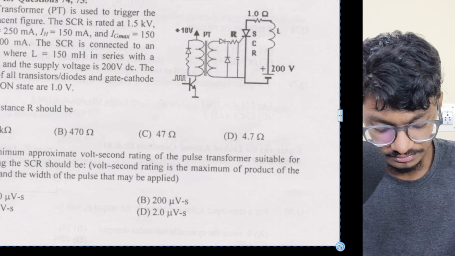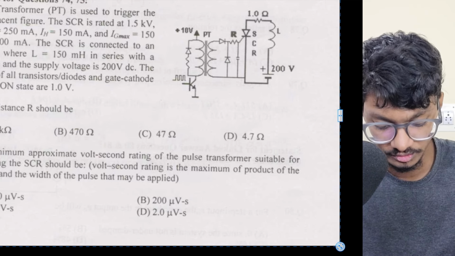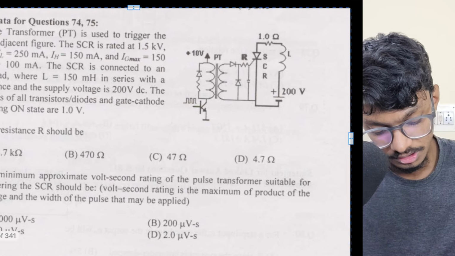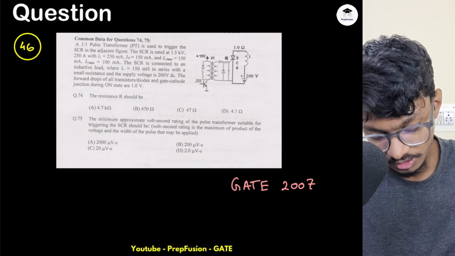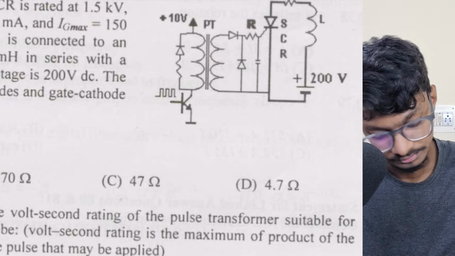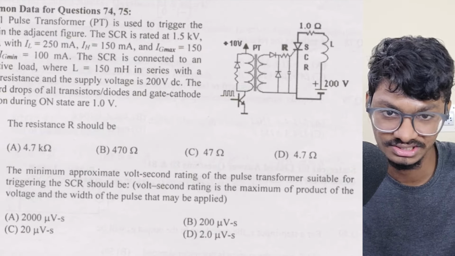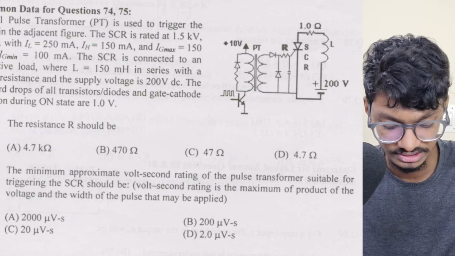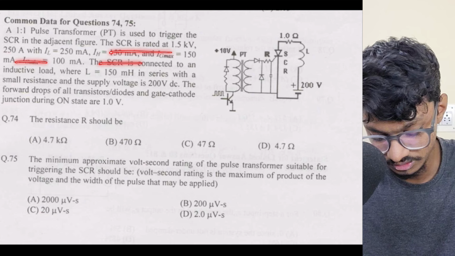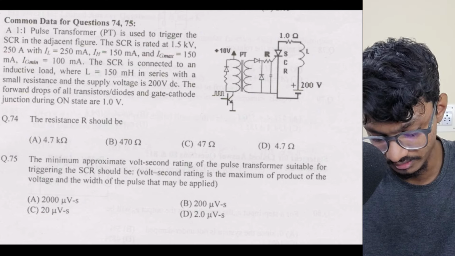It is a pulse transformer, so it is not a normal sinusoidal transformer. It will be able to totally replicate whatever pulse there is in the primary to the secondary. So a pulse is given, and it will replicate a secondary pulse. It's just the same as giving pulses directly here. What else have they told us? They have told us the ratings of the SCR. So these are the ratings there, okay, fine, we'll read this.